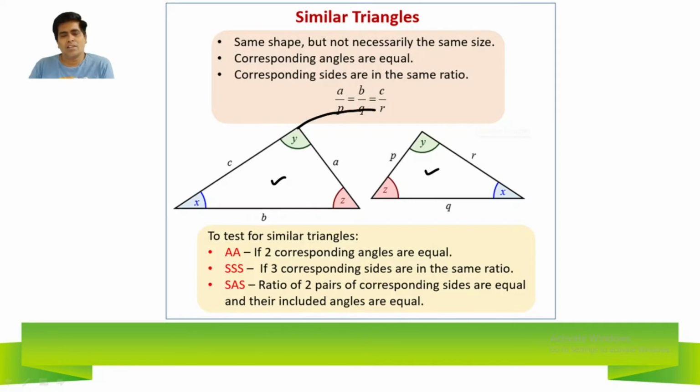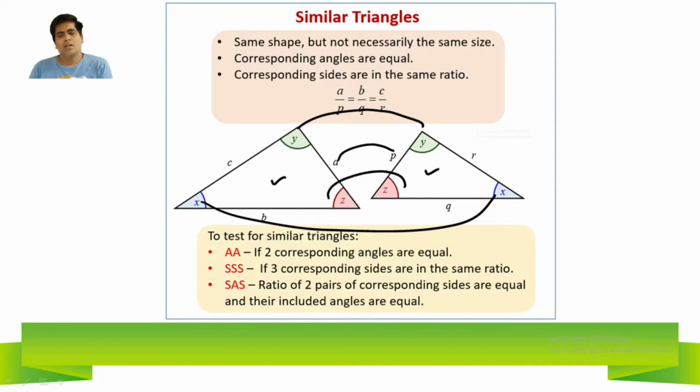So angle Y is equal to angle Y here. Angle X is equal to angle X here. Angle Z is equal to angle Z here. So clearly these two triangles are similar. So AB by PQ, this by this, A by P, B by Q, and C by R. Corresponding sides are proportional.